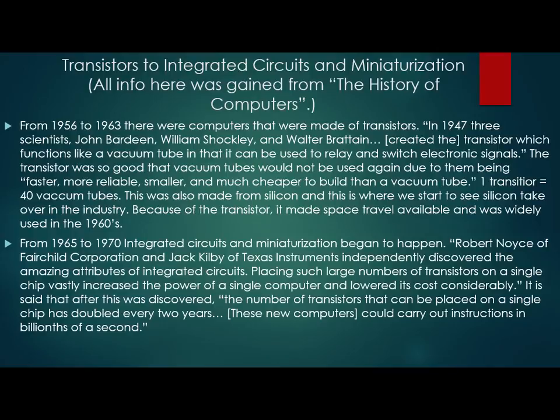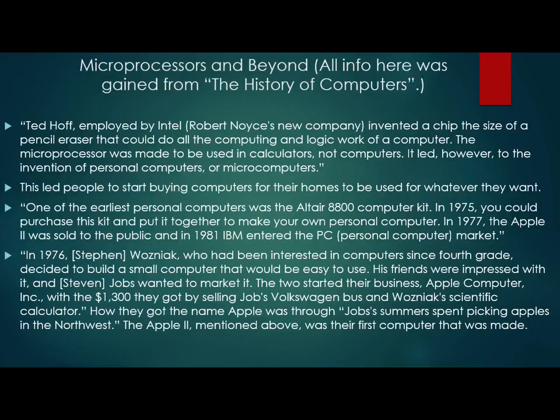Robert Noyce of Fairchild Corporation and Jack Kilby of Texas Instruments independently discovered the amazing attributes of integrated circuits. Placing such large numbers of transistors on a single chip vastly increased the power of a single computer and lowered its cost considerably. It is said that after this was discovered, the number of transistors that can be placed on a single chip has doubled every 2 years. These new computers could carry out instructions in a billionth of a second.